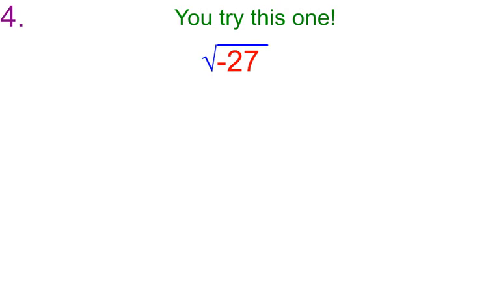This one I want you guys to try quick. Hopefully you found that you would use the square root of -9 times the square root of 3, which would be 3i root 3.